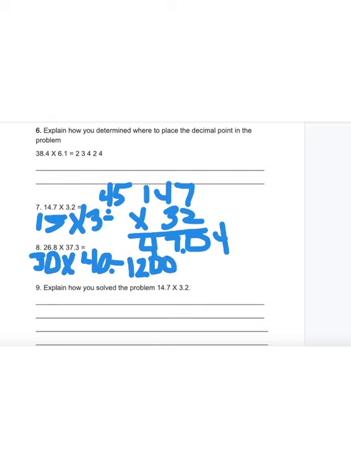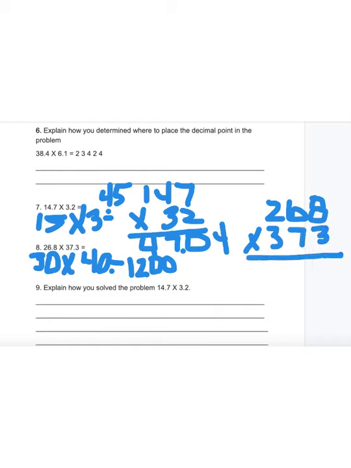Then I'm going to take those decimals out and multiply like they're whole numbers, so 268 times 373. I know how to do that multiplication, and that's going to give me an answer of 99,964. Then I gotta go back and put my decimals in.